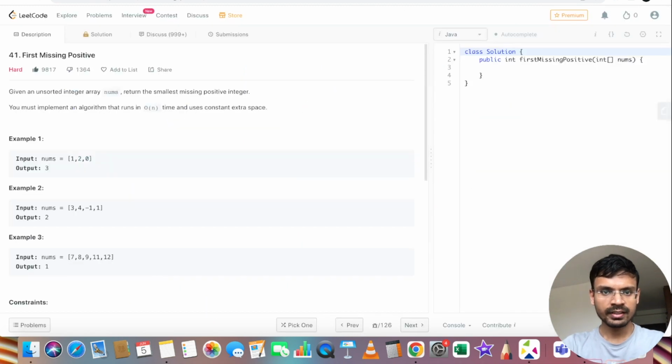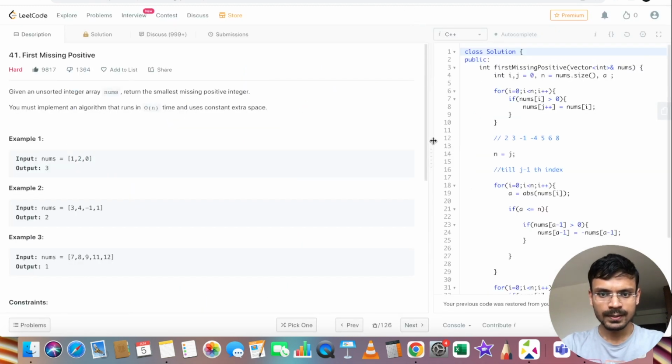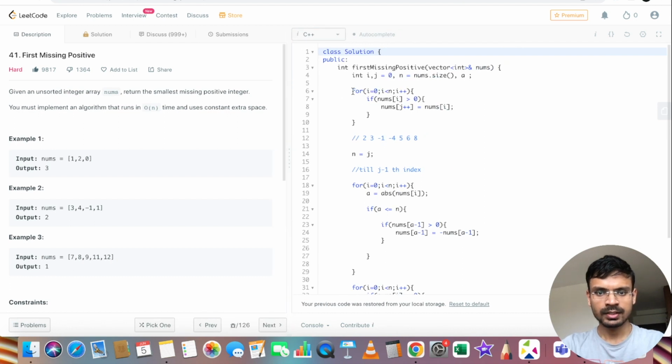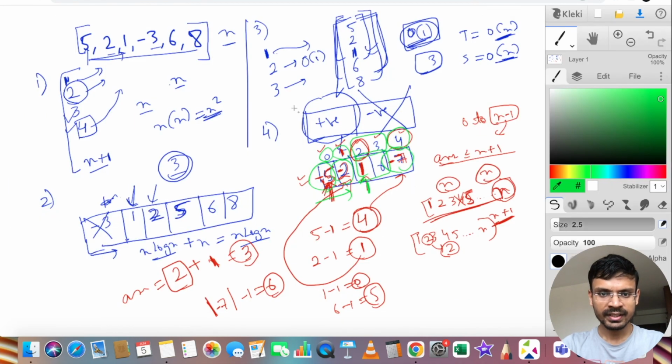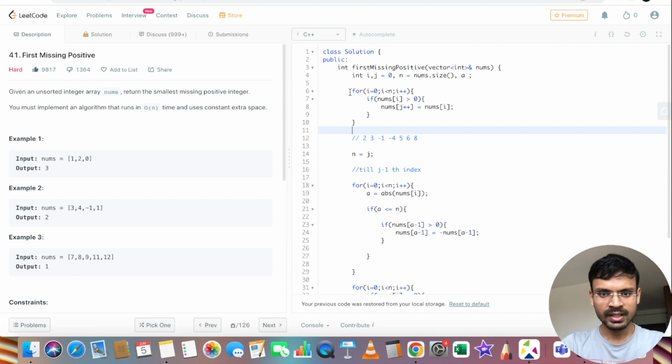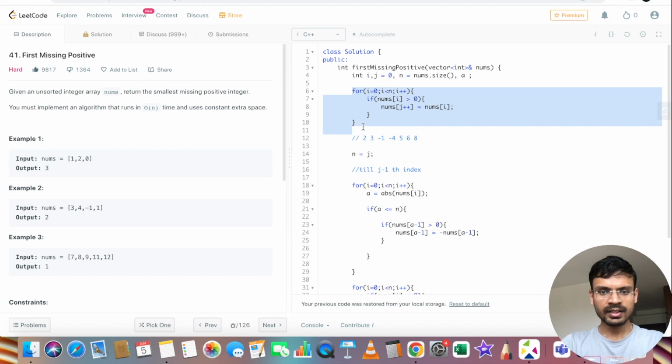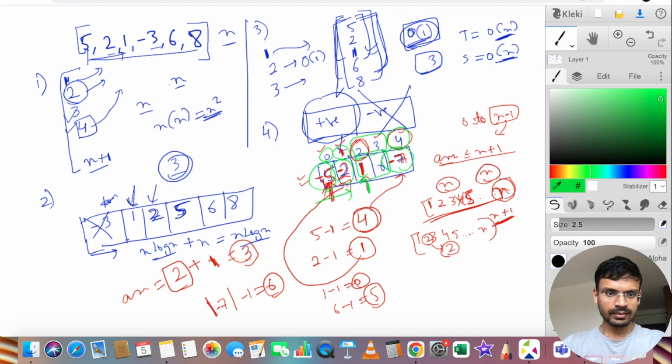Right, so I have already written the code for this problem. Let me try to explain the logic. As I explained earlier, first we need to segregate the input array into positive and negative elements, right? So that's what is being done over here. I'm maintaining one variable called j, and I'm incrementing j only if the value present at an index is positive, right?